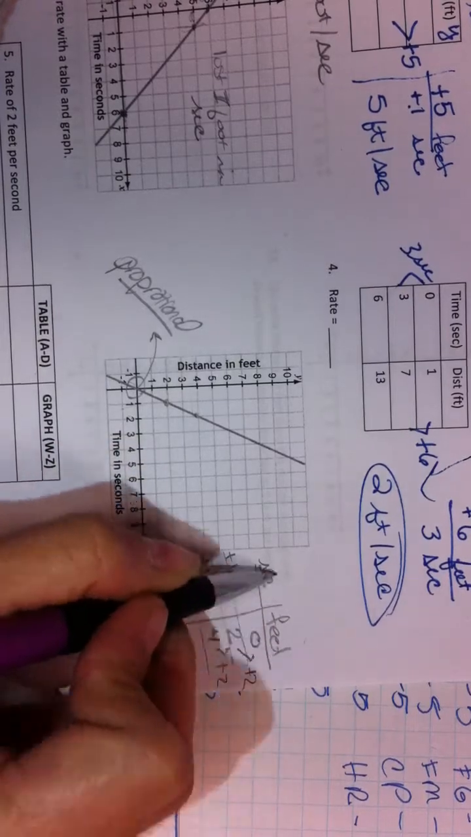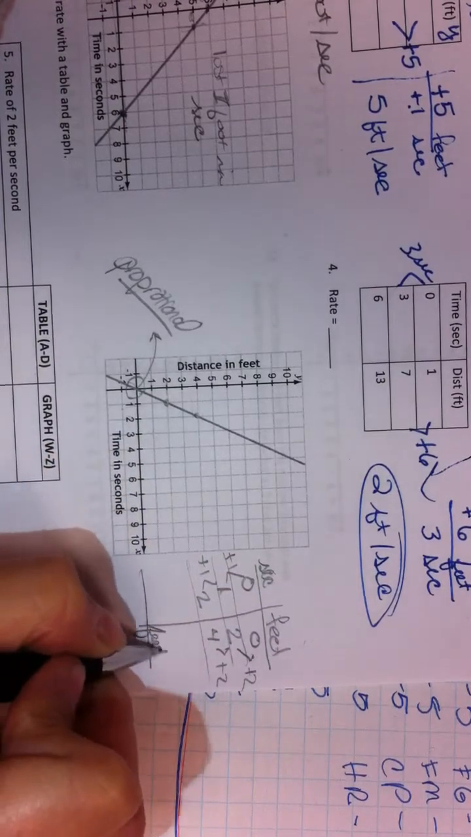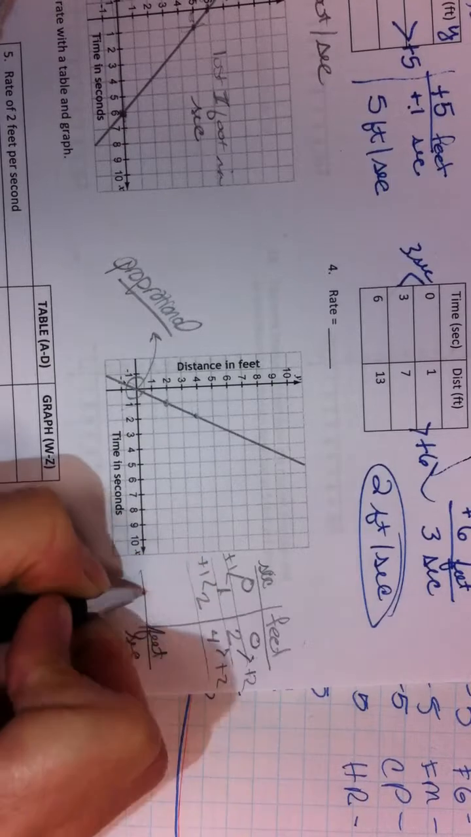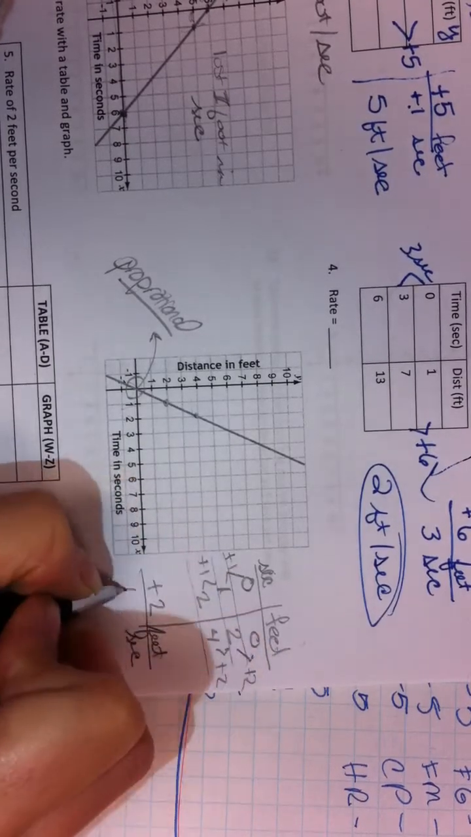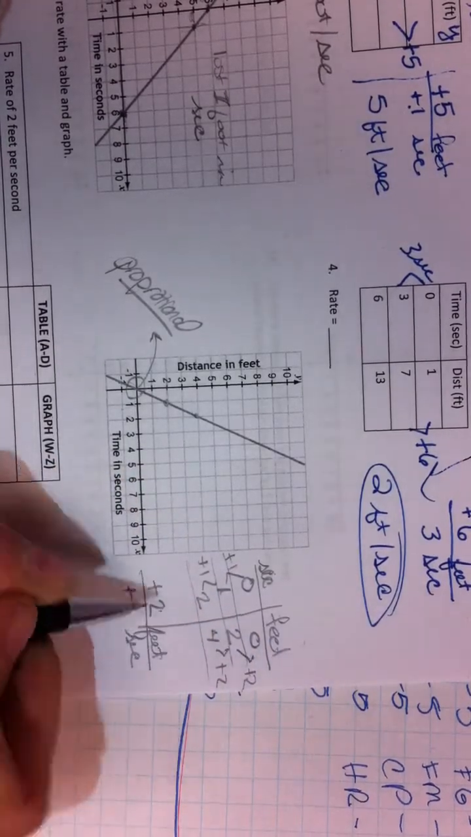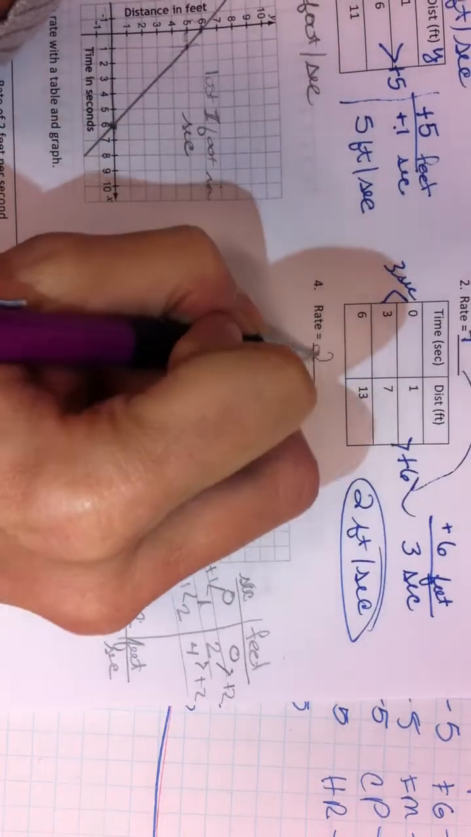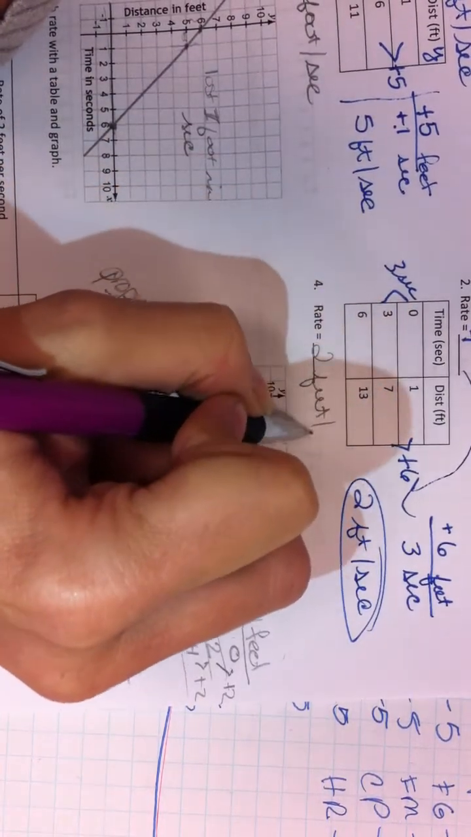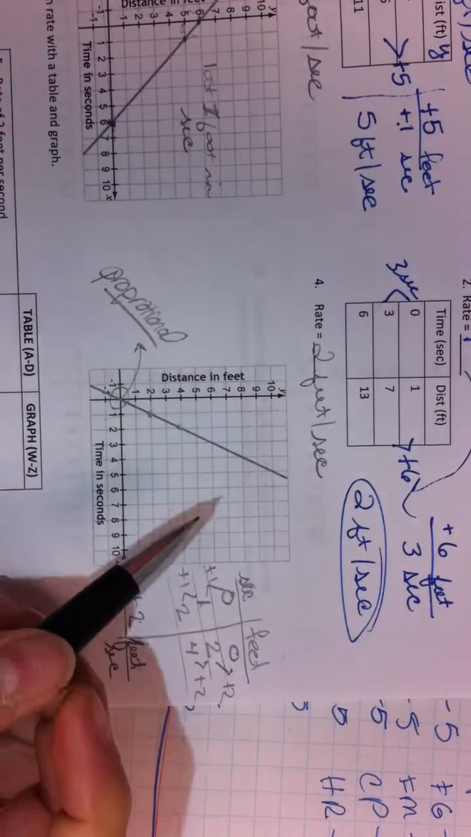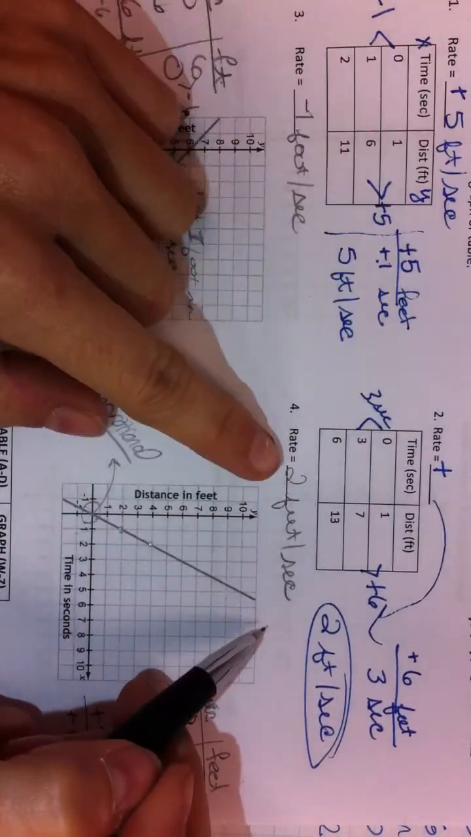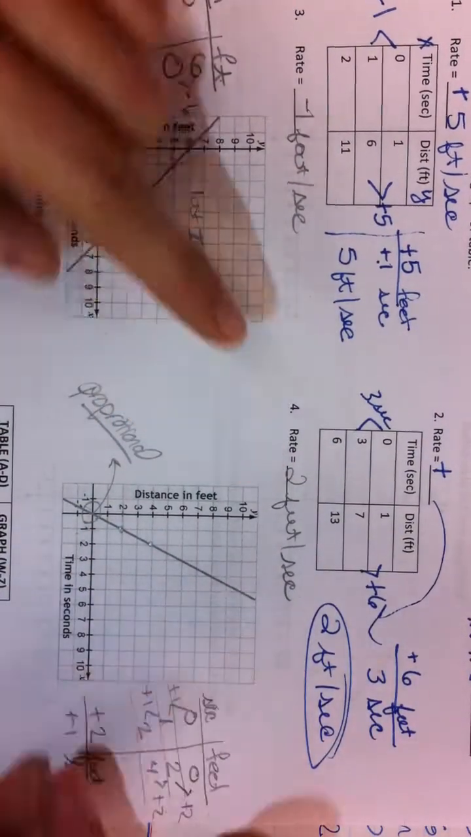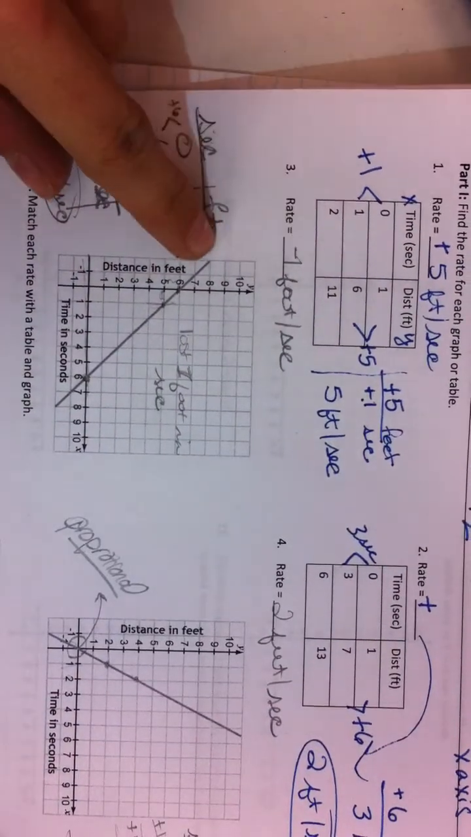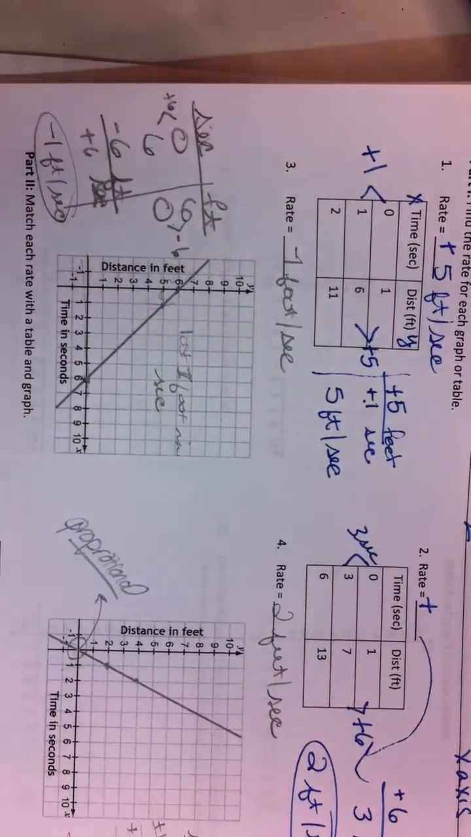Well, remember, it's y over x, so feet over seconds. That's a change of positive 2 over a change of 1. 2 divided by 1 in your calculator will tell you it's positive 2 feet per second. It does make sense that this one is positive because it's going up or away, and that this one is negative because it's going down or towards.